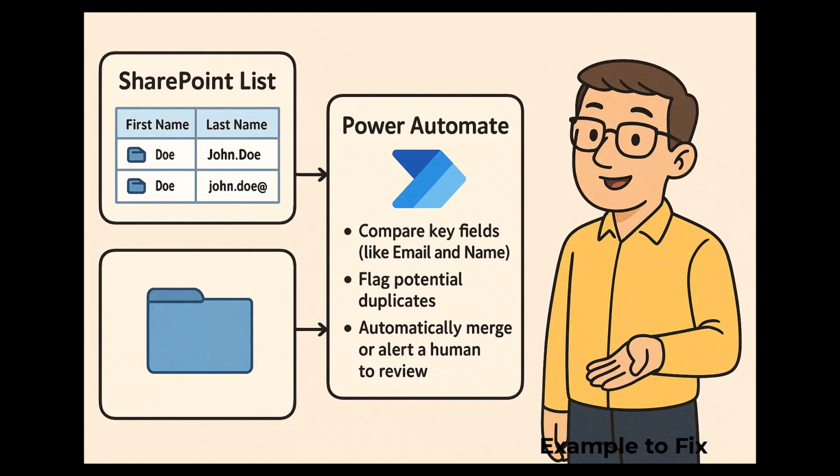Let's look at a real life example here where we have a SharePoint list with customer information. Notice that two people on the far left are accidentally entered twice with the same email address. Now, using Power Automate, you can create a flow. It's a simple flow too, and you can check this out.